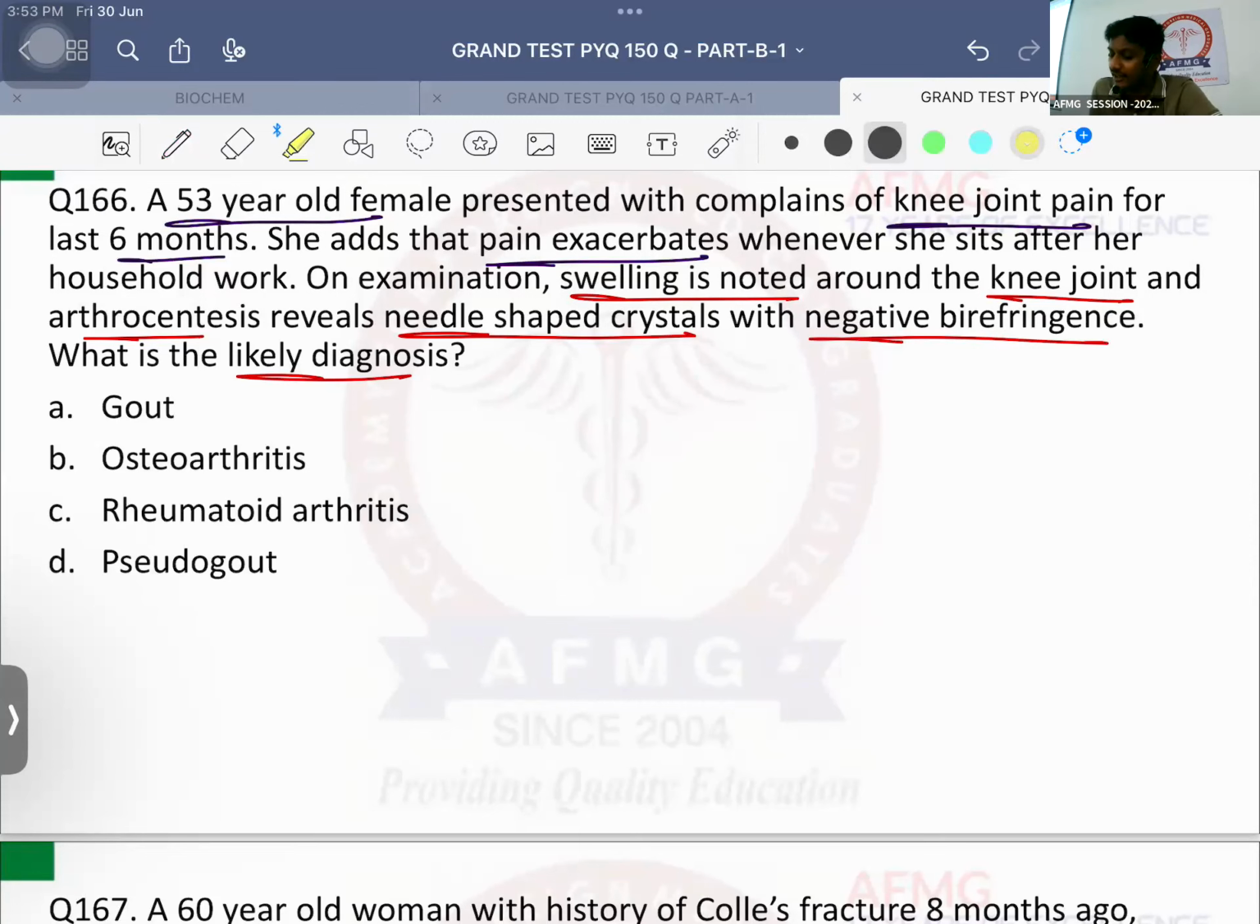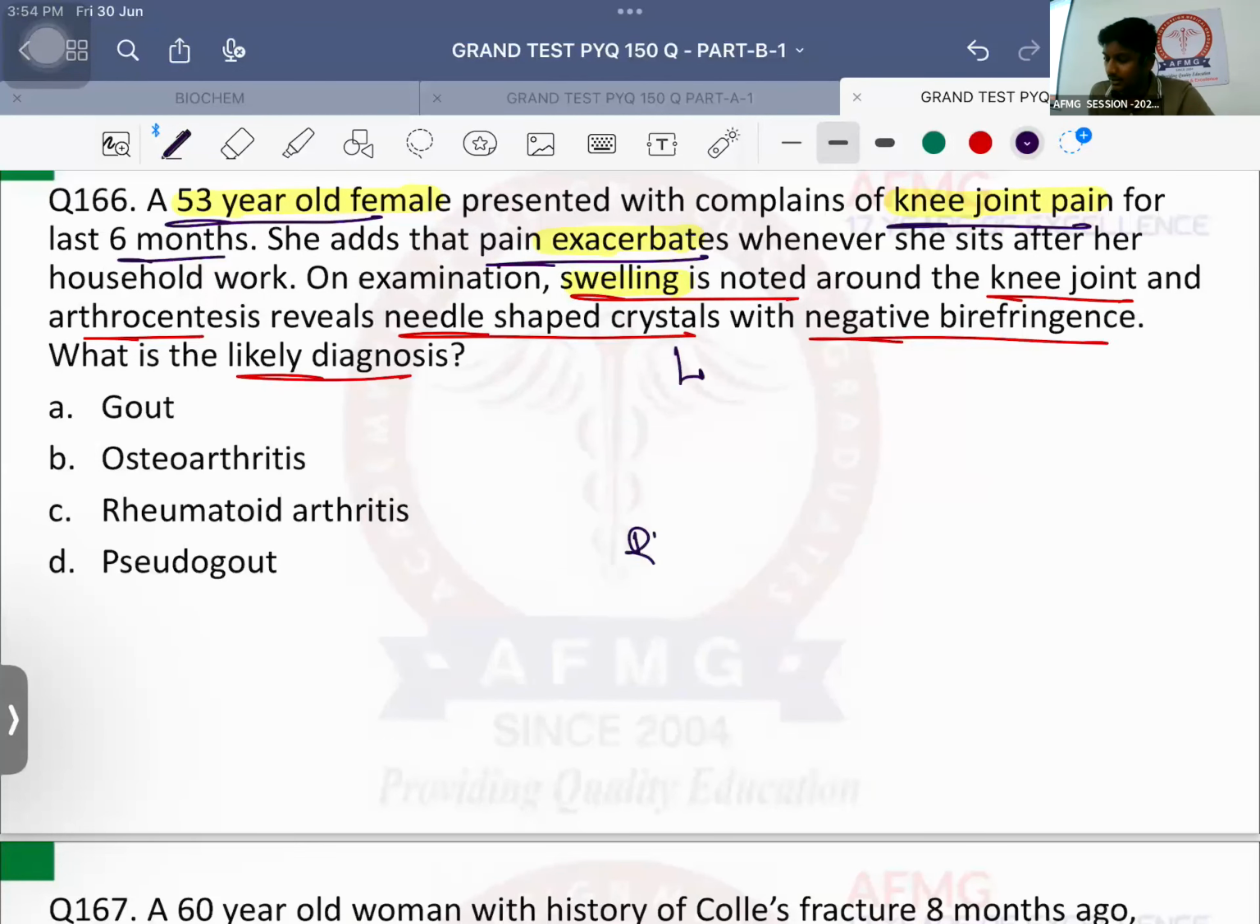Female who is having knee joint pain. Okay, pain exacerbates usually on sitting. Swelling is noted. So swelling and pain are suggestive of inflammation. So definitely there is inflammation of the joint. Okay, and which joint? Knee joint. Arthrocentesis, मतलब क्या? Insert a needle in the joint. Aspirate the synovial fluid and send it for examination. On examination, it is seen that crystals are seen. Which shaped crystals? Needle shaped crystals.